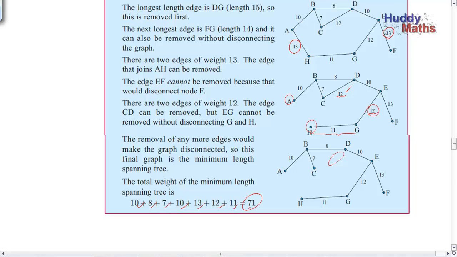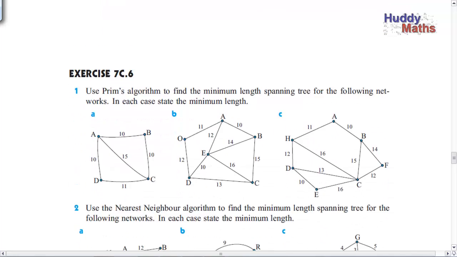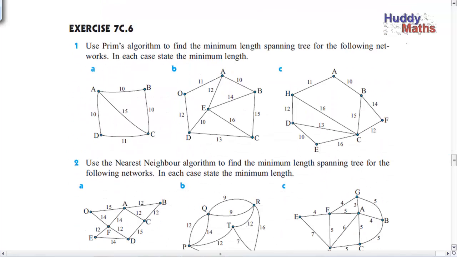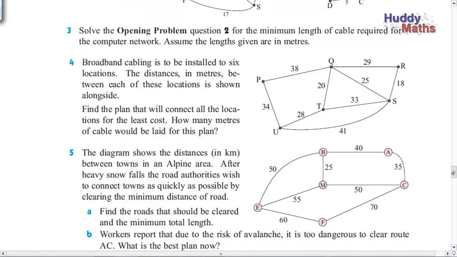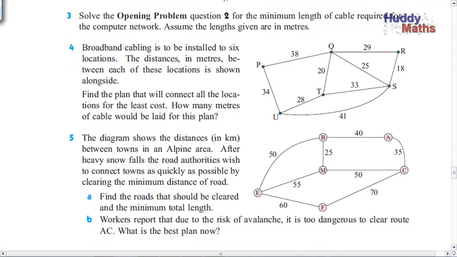All right, let's have a look at some problems and see what you think. Okay, so here use Prim's and then the nearest neighbour one to get the minimum length spanning tree. So this time, remember, we're not working with circuits. We must have connections between all the nodes and we want them to be the shortest. Okay, 1 and 2 and the computer network problem, you can go back and look at the earlier presentations or in your textbook for that one.